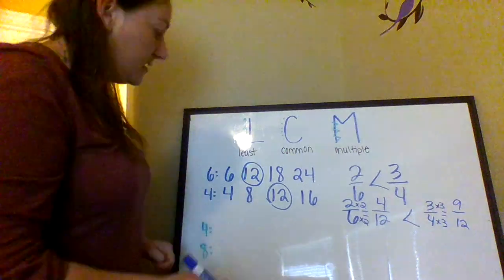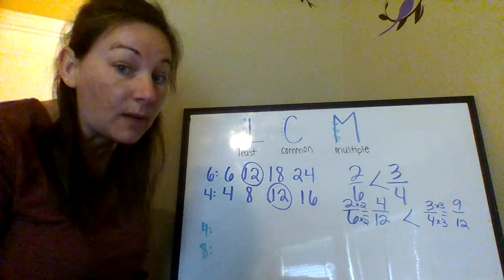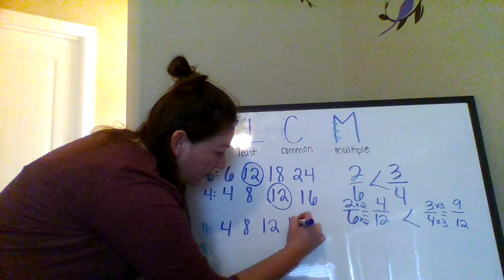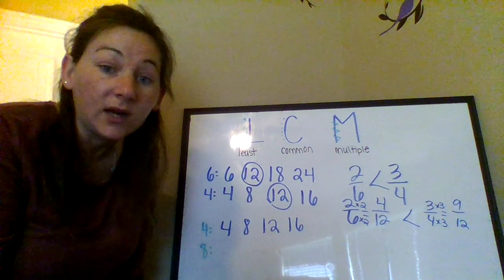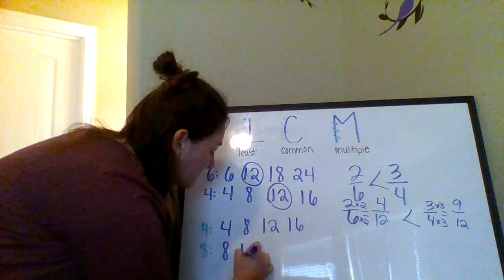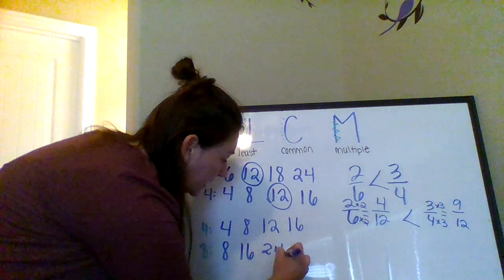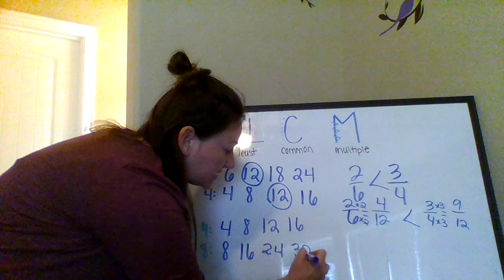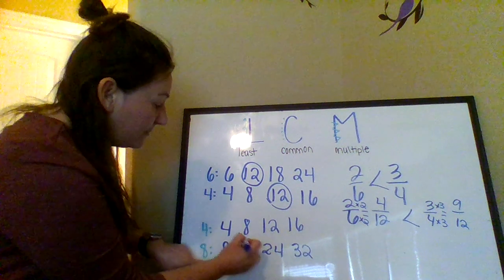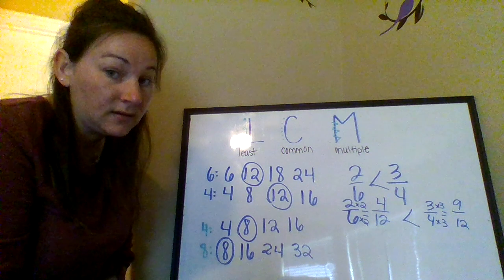Let's do another one. Okay, what if I have 4 and 8? Well, I'm going to start with finding their least common multiple. So I have 4, 8, 12, 16. Those are my multiples of 4. Do multiples of 8. So I have 8 times 1 is 8. 8 times 2 is 16. 8 times 3 is 24. 8 times 4 is 32. I'm going to find their least common multiple. Well, looks to me like they both have 8 in common. That's their least common multiple.